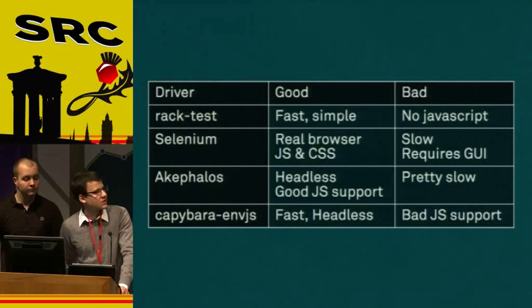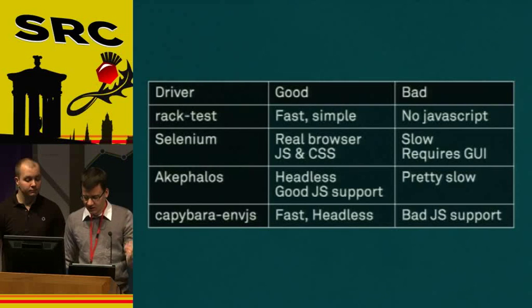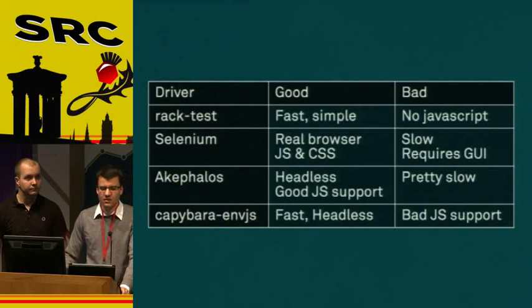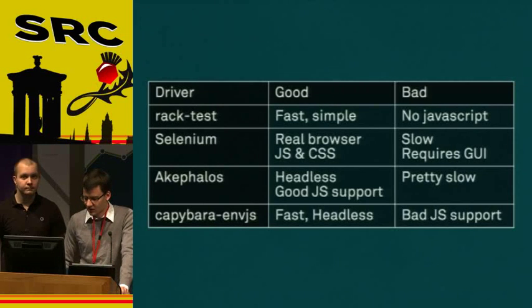And this Akephalos, which is unspellable and unpronounceable, I still have no idea how to actually pronounce that. I think we need some Greeks. It's headless, so it has fairly good JavaScript support through HTMLUnit, but it's pretty slow. And Capybara Env.js is a pure JavaScript implementation, so it's actually written in JavaScript. But as you can imagine, it's not really that compatible. It doesn't really cover the full extent of the DOM, so it's only of limited use if you're doing really simple JavaScript.